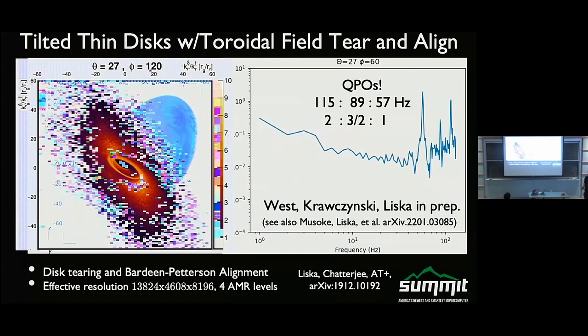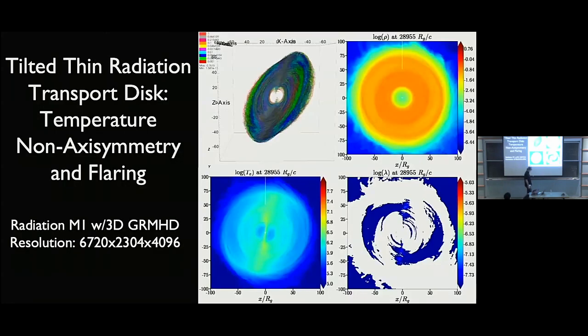3-2 is particularly exciting because it was extremely difficult to figure out what causes that. 2-1 is a harmonic, 3-2 is much harder. We still don't know what is the physics behind that. This is really in preparation. I should have put in prep. Andrew has just made this movie literally and gave it to me this morning.